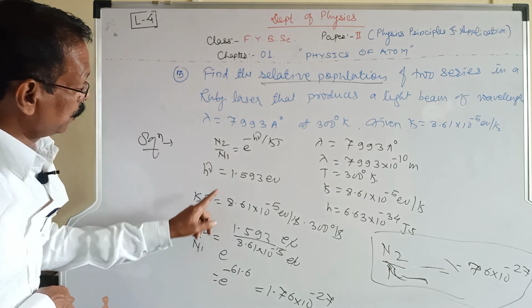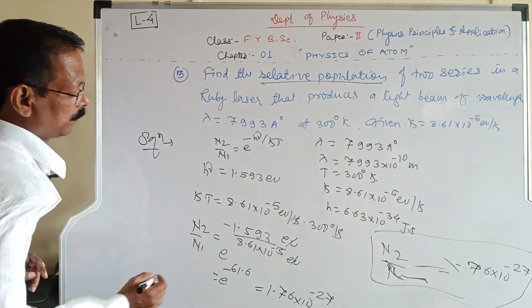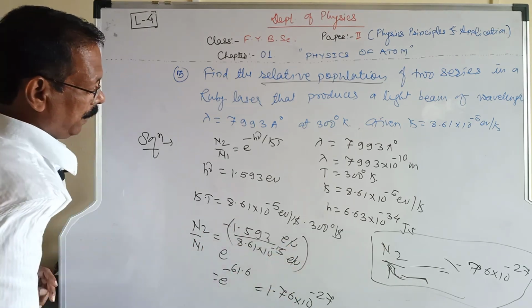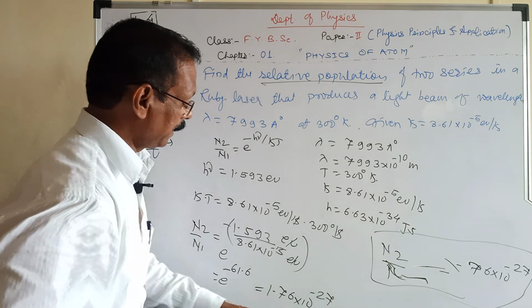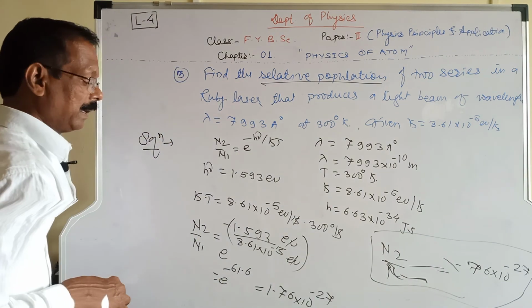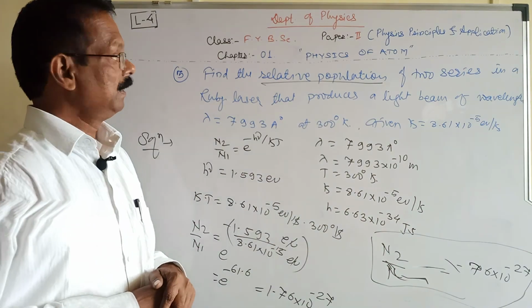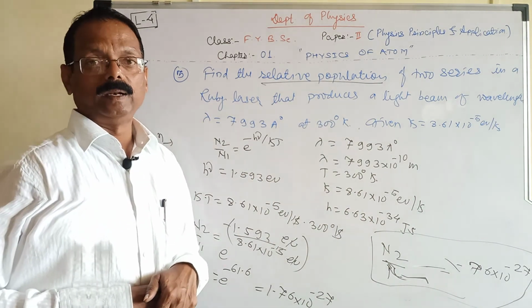Then you can substitute in this formula: N2 upon N1 is equal to e raised to minus this value. You will get e raised to minus 61.6, and you will get 1.676 into 10 raised to minus 27 here. So this is the value of the relative population for the Ruby laser.